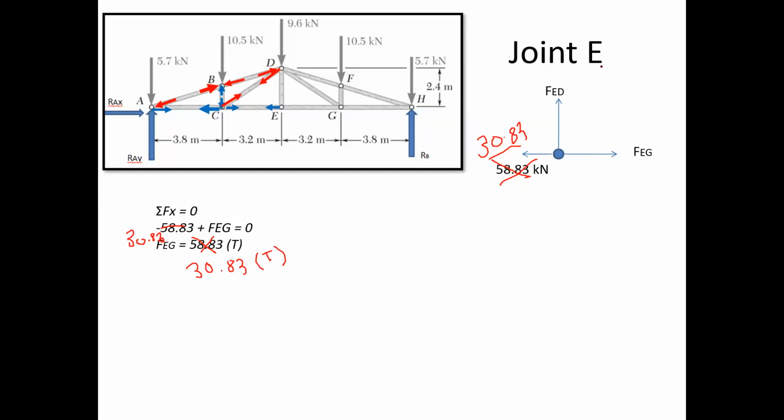And what about FED here? When you take summation Fy equal to 0, nothing is there other than FED. So FED is equal to 0 in this case. When you show a zero member force, you have to show it like this always. Don't show any direction because it is null or 0. So you just mark it as 0.